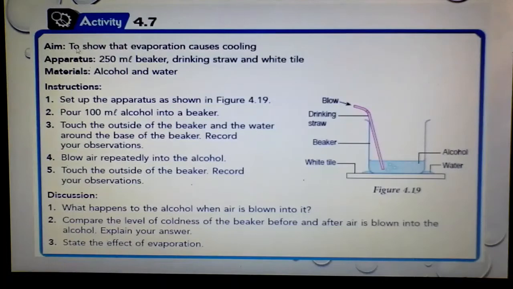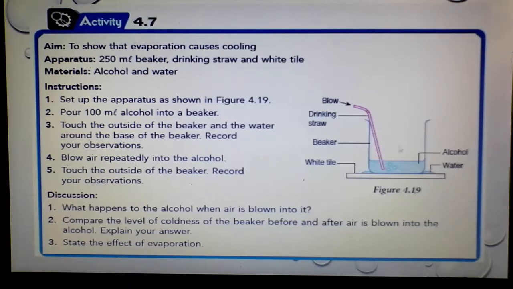Activity 4.7, this one shows that evaporation causes cooling. Apparatus: 250 ml beaker, drinking straw and white tile. Material: alcohol and water. Instruction: set up as here. Pour 100 ml of alcohol into the beaker. Touch the outside of the beaker and the water around the base of the beaker. Record your observation. So before you start the activity, you record the situation of the beaker. Blow air repeatedly into the alcohol. Touch the outside of the beaker. Record your observation.